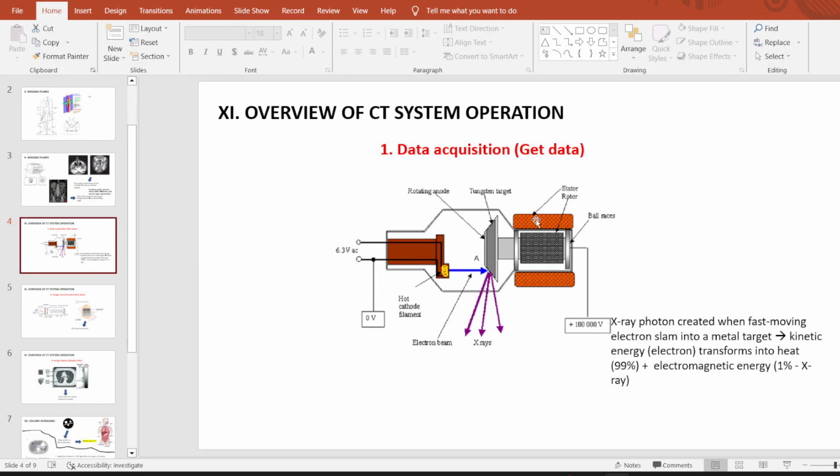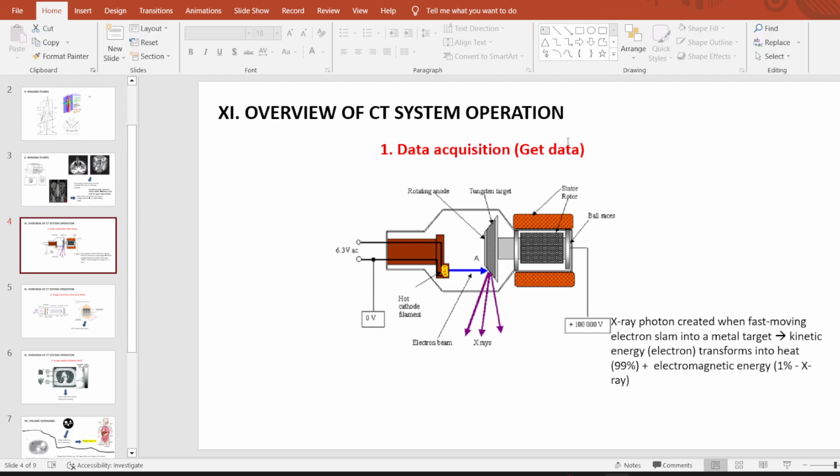But the most important thing you need to know is we have a cathode and a filament, and when you heat the filament, we have the electron beam, running under the voltage between the cathode and the anode. In other words, the target. When the electron beam bombards the target, we have the X-ray beam. That's how the X-ray beam is created. That's the way we get data, right?